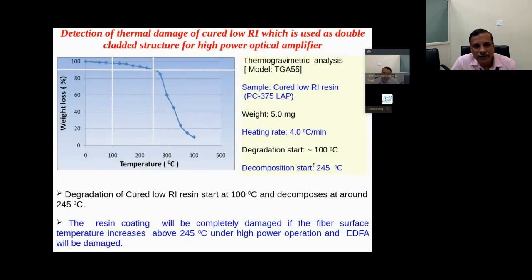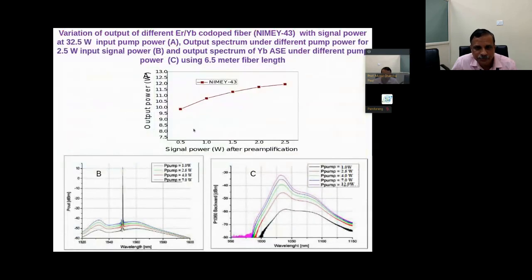And also we have studied the resin performance. The resin performance is also very important for high power, because for high power heat energy will be generated, and how much heat can be sustained by this kind of low RI resin. We have measured that this fiber can sustain up to 245 degrees centigrade, because after 245 the weight loss of the pure low RI resin drastically increases.